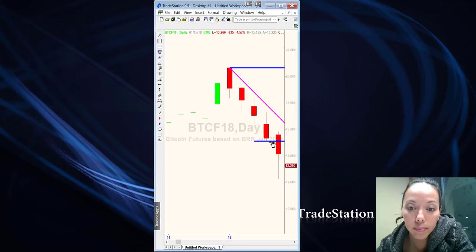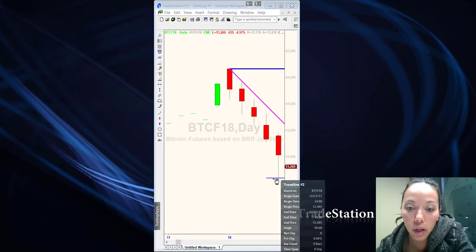Broke the low again, but it did bounce. It came close to that 12,000, came to about 12,250 and had a very good reaction off of that. A lot of buyers there waiting.